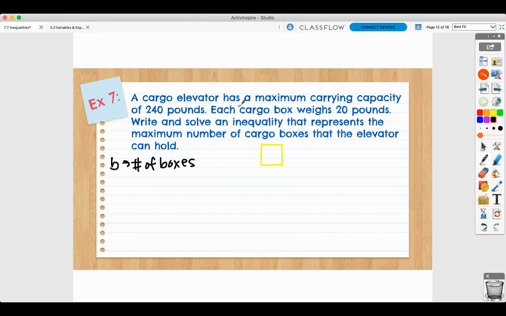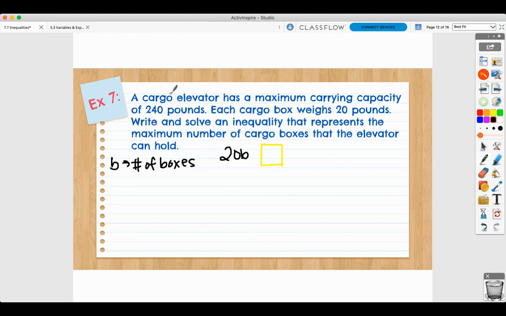So a cargo elevator has a maximum carrying capacity of 240. Each cargo box weighs 20 pounds. So do we have a rate that's going on? Remember, rate means something like miles per minute or things like that. There is a rate that goes on here. Each cargo box weighs 20 pounds, and our variable is B, which is number of boxes. So you're going to have 20B somewhere here. If you have one box, it's 20 pounds. If you have two boxes, 40 pounds.